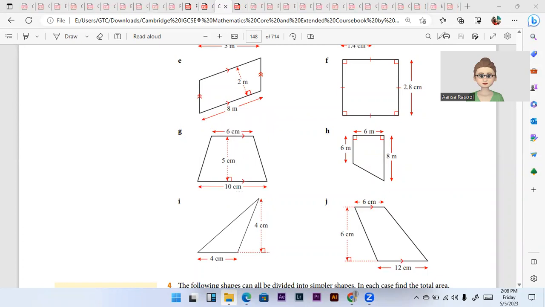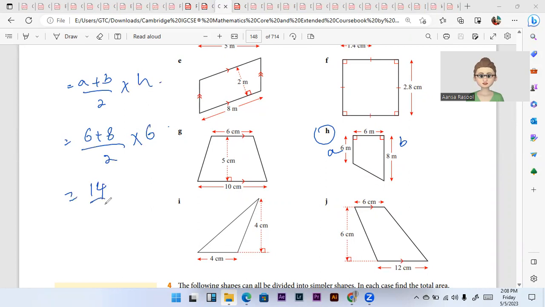Next is this shape. This is also a trapezium, but they rotated the shape a little bit. So over here, which two sides are parallel? This is A, this is B. So again, A plus B divided by 2 into height. A is 6, B is 8, height is 6. So 8 plus 6 is 14, divided by 2 multiplied by 6. 2 into 7 is 14, 7 into 6 is 42 meter square.